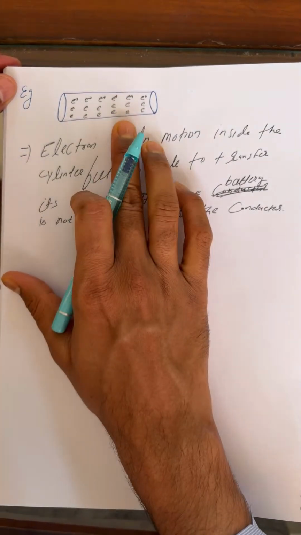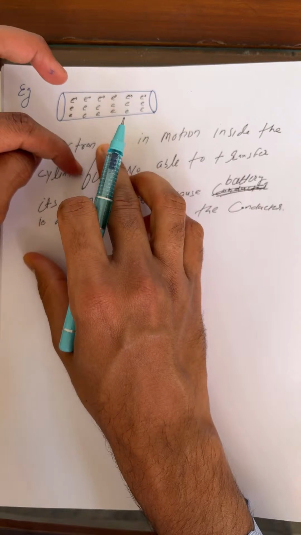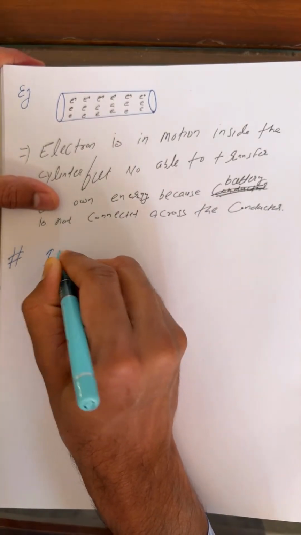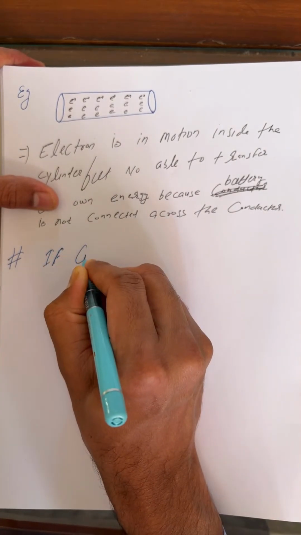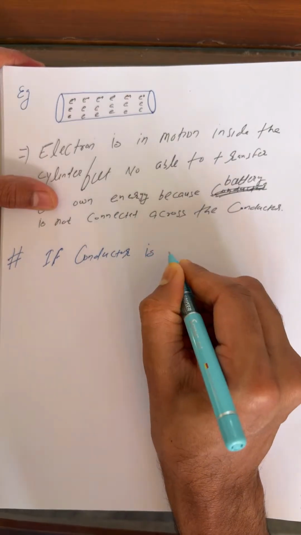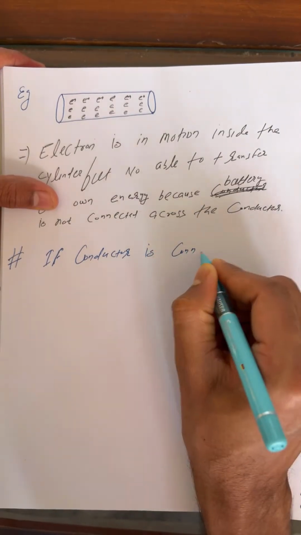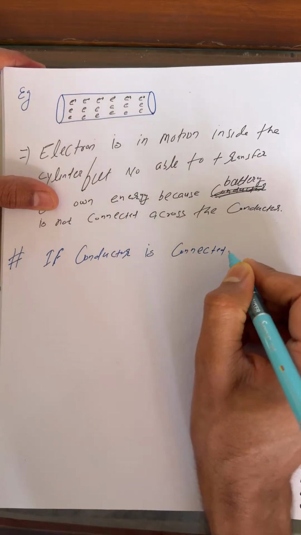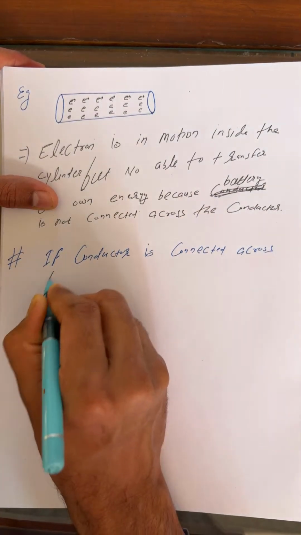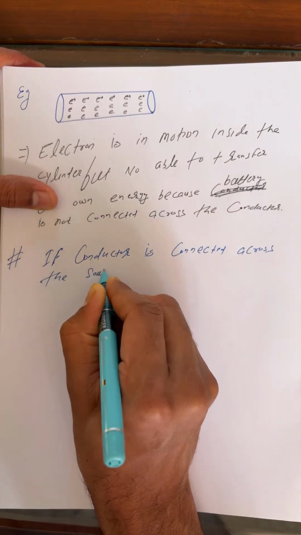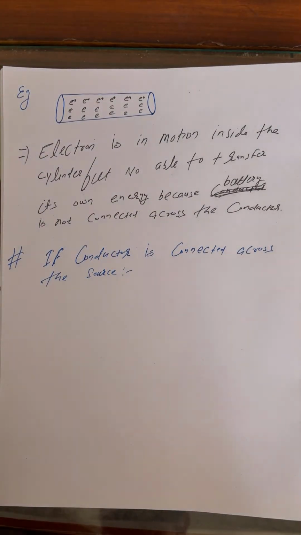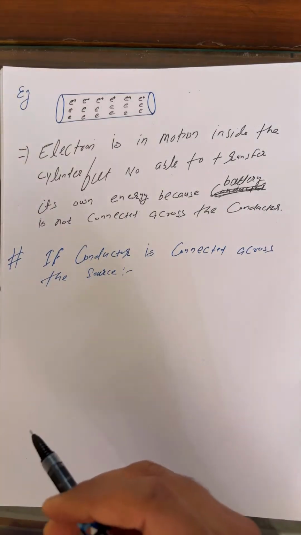In the case I just described, there was no battery across the conductor. Now, students, next point: if the conductor is connected across the source, then what can you analyze about the situation?